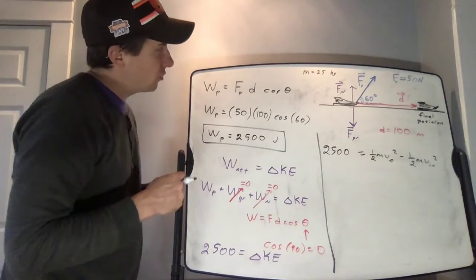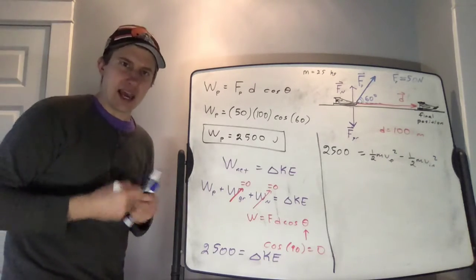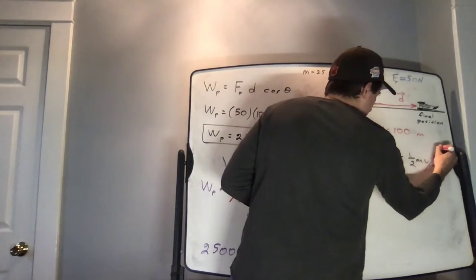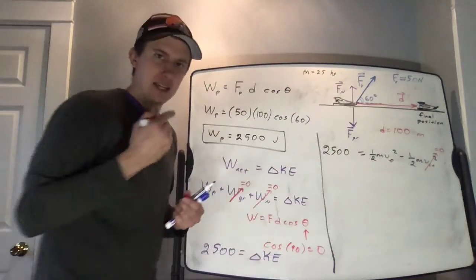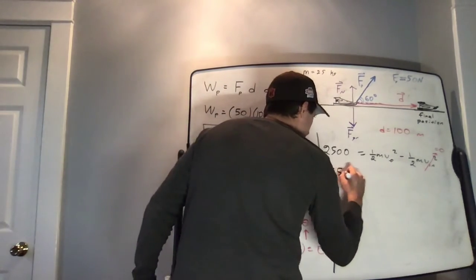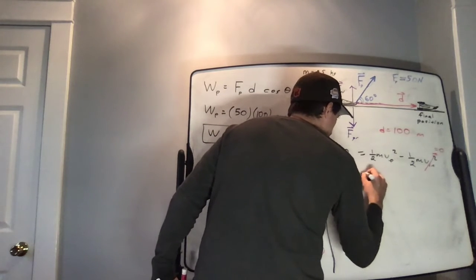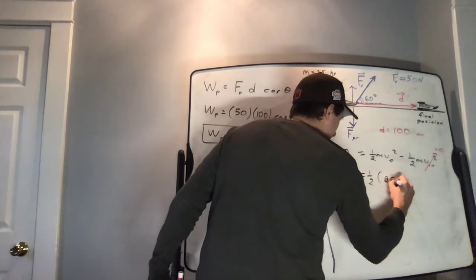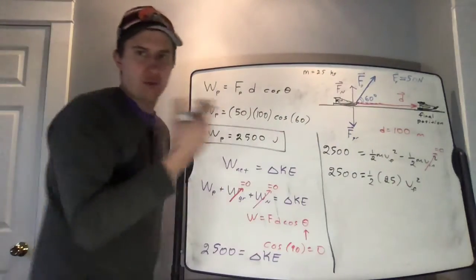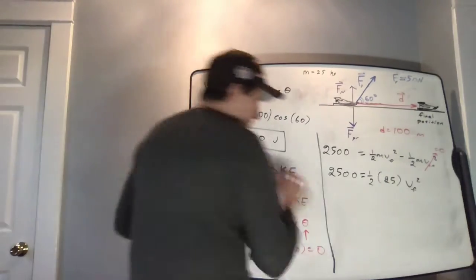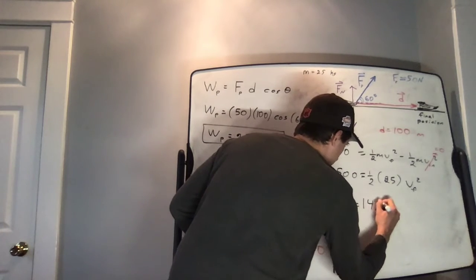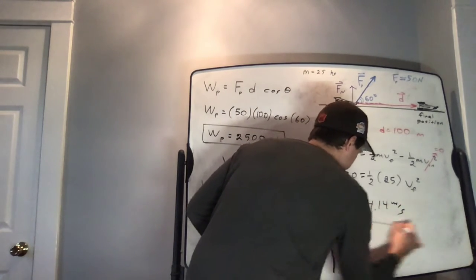So I still have 2,500 on the left-hand side. Now within this equation, we were told that the sled is initially at rest. So in this particular problem, I could write v initial is going to be 0, and that gets rid of the initial kinetic energy term. And what I'm left with is 2,500 is equal to 1/2. We were told the mass of the sled is 25, and the final speed of the sled is what we're trying to find, and that will be my v final right there. So I could send this through a calculator and find v final is equal to 14.14 meters per second.